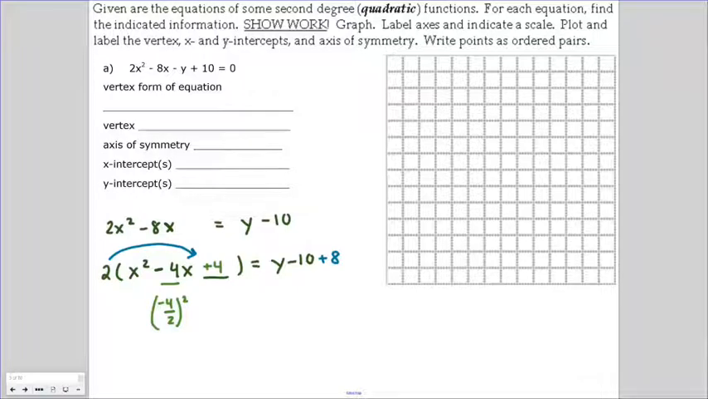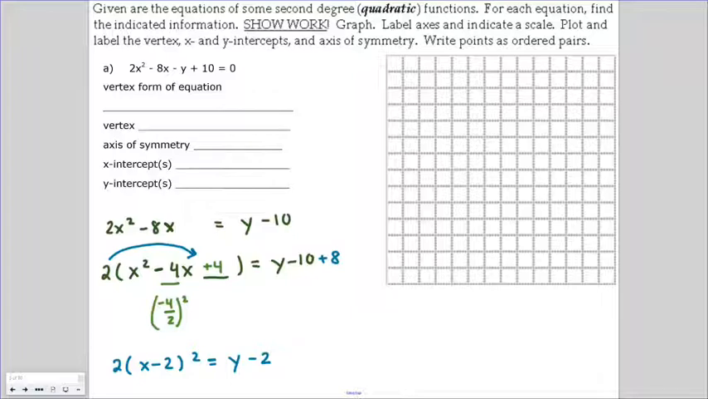After we've got this square completed, I can actually factor the inside of the left side of the equation in order to make it a perfect square. So we've got 2 as our coefficient here, and then x squared minus 4x plus 4 simplifies to x minus 2 squared. And then this is equal to y minus 2. That minus 8 and that minus 10 and plus 8 simplify. And that's our vertex form.